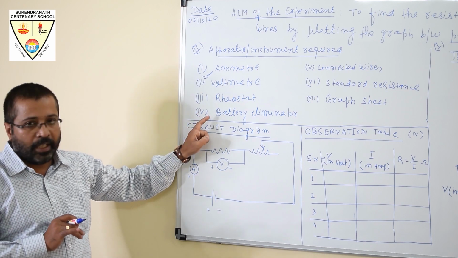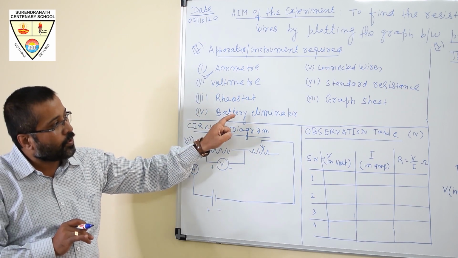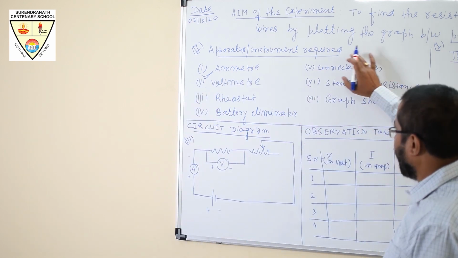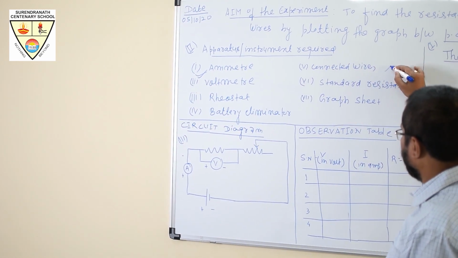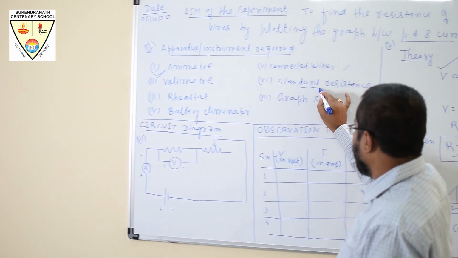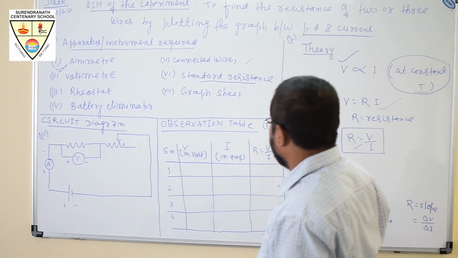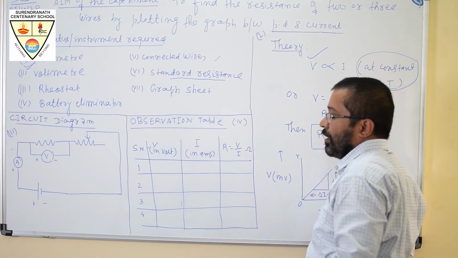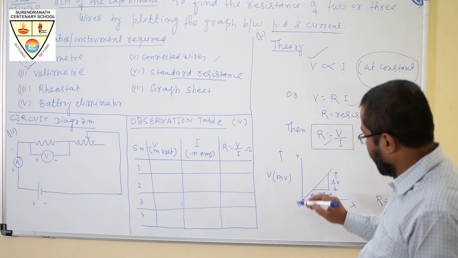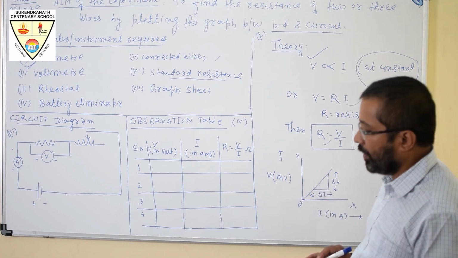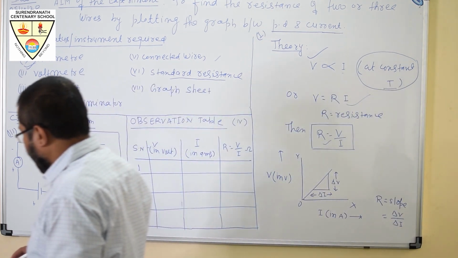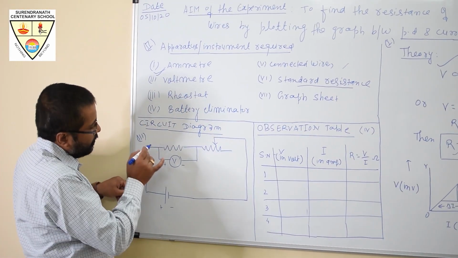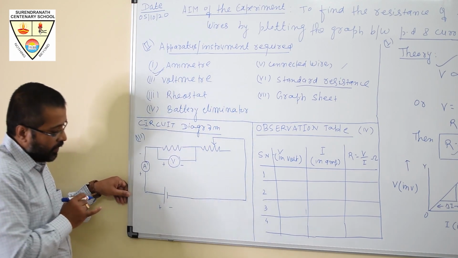Fourth, battery eliminator. That's a power source. Now we have connecting wires. Next, a standard resistance. This is the wire for which we have to find its resistance. And the last, graph sheet for plotting the graph between V and I. Now, see the very important part. How will you connect all these apparatus? This is the circuit diagram.